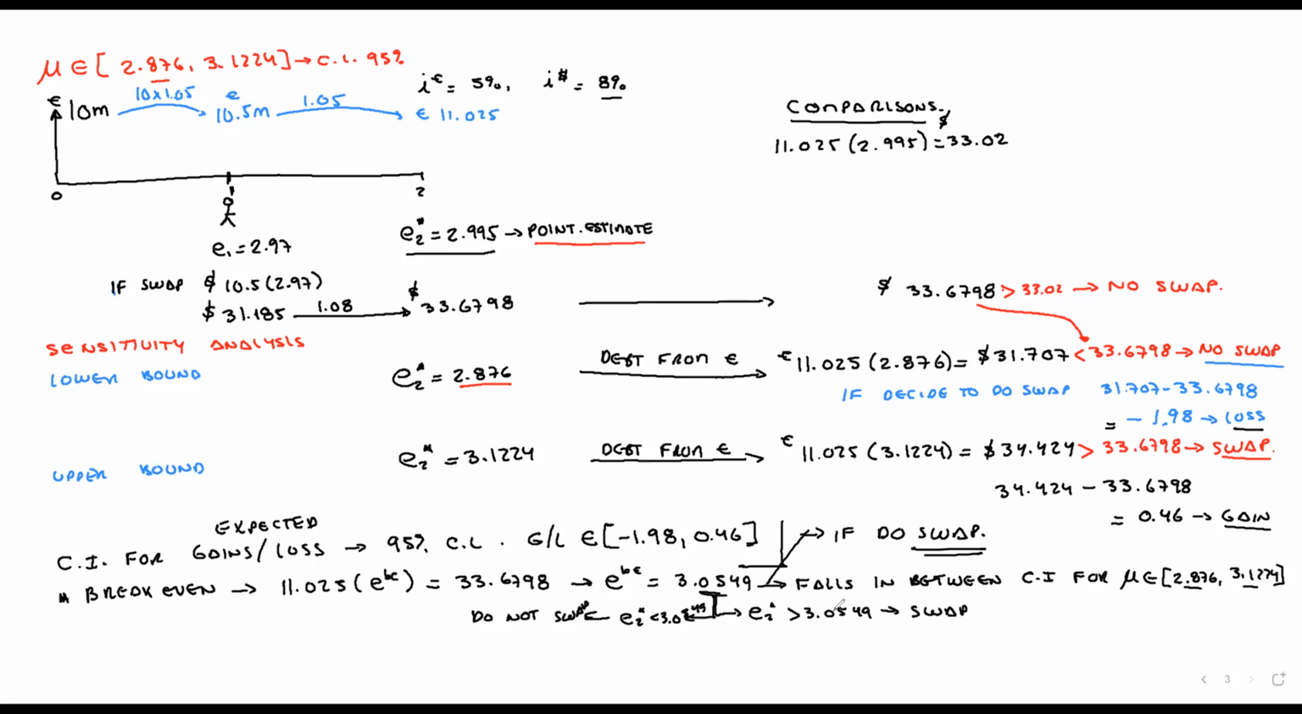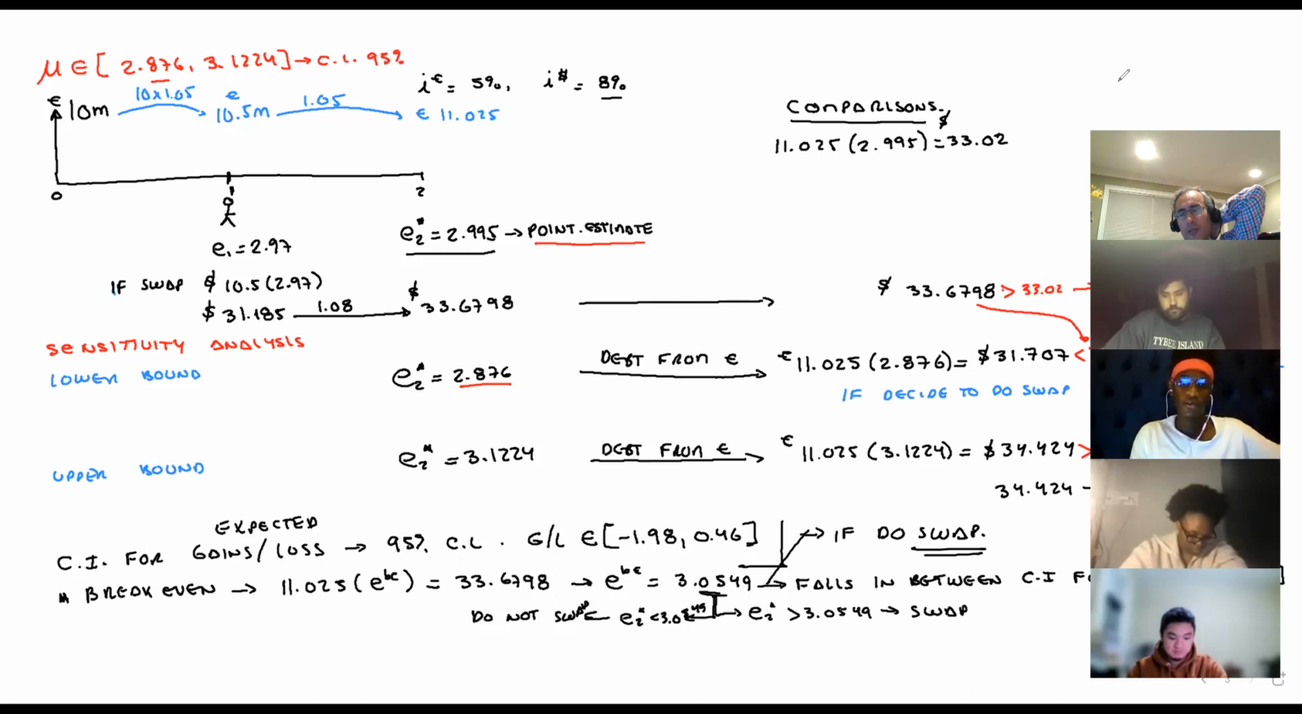Professor, I have a question. Yeah, go ahead. So we said that the confidence interval for gains or losses is from negative 1.98 to 0.46. But how do we know that the confidence level is 95%? Oh, because we are based on this one here. So remember, we know that the 95% confidence level provides me these ones for exchange rates.